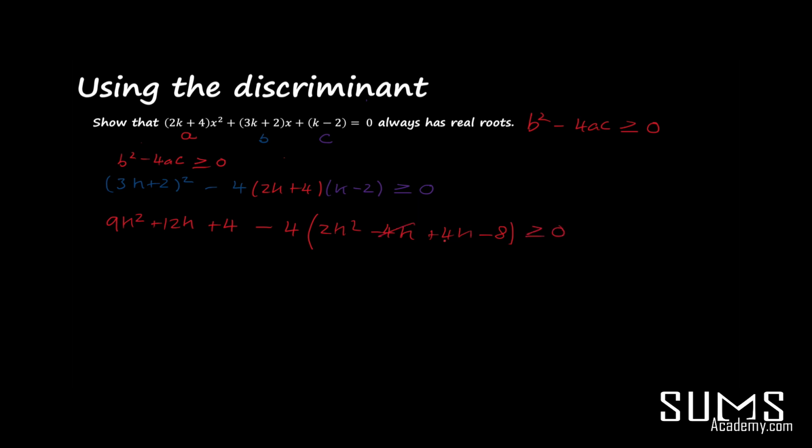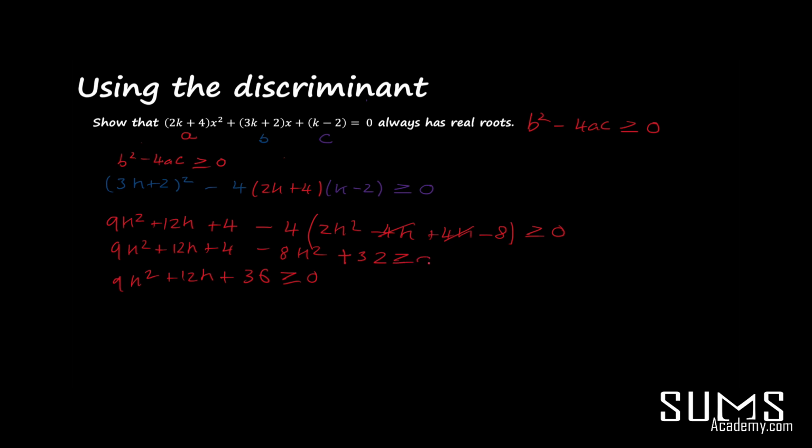So these will cancel. Then what are we left with? 9k² + 12k + 4 − 8k² − 4 times 8... is 32. Actually, 4 times 16, 16 plus 16 is 32. So minus 32. Okay, but minus that becomes plus. So this becomes 9k² + 12k + 36 is greater than or equal to 0.